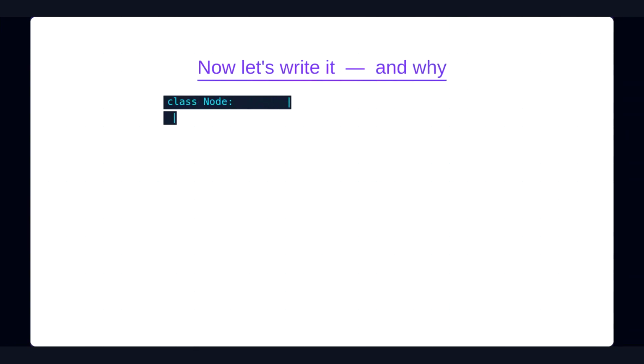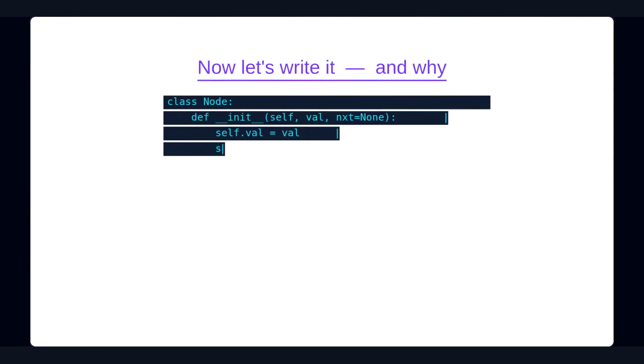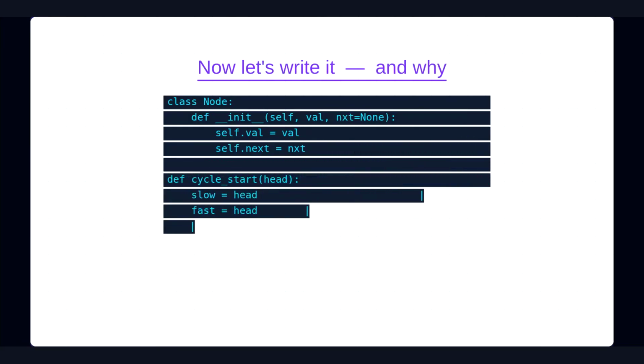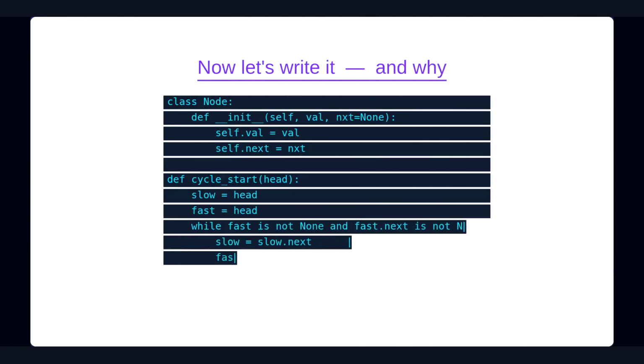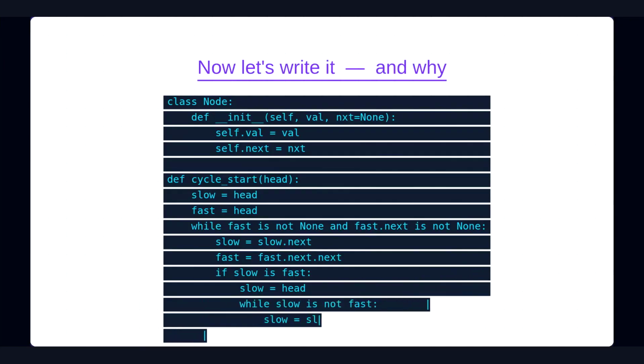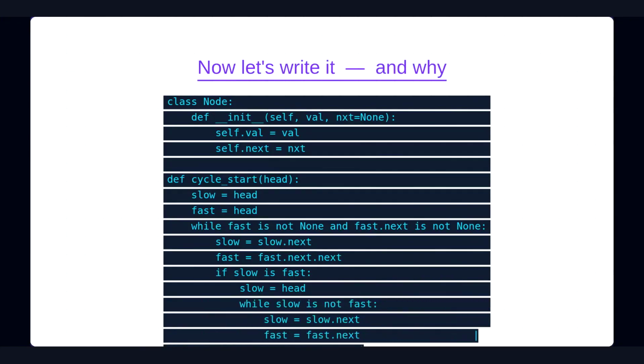We run the usual slow and fast walk. The moment they meet, we know there is a loop, so we reset slow back to head and leave fast at the meeting point. Then we move both one step at a time until they meet again, and that meeting node is where the loop starts. If fast reaches nothing, there is no loop, so we return nothing.